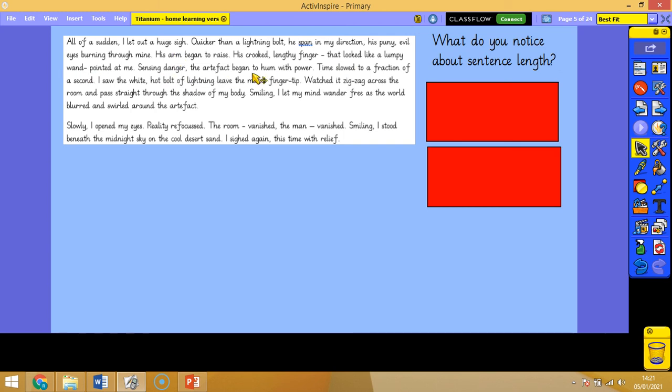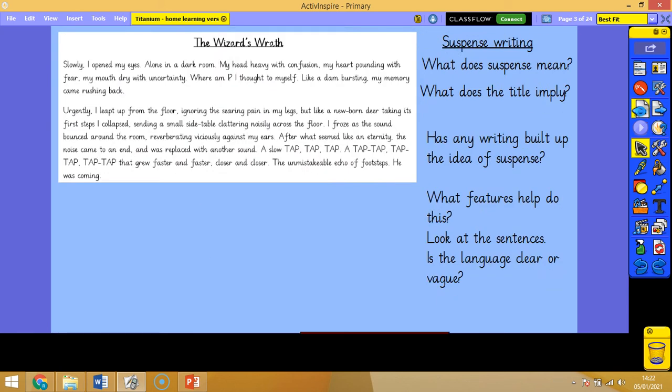And then the artifact has come to life and seems to have slowed down time to a fraction of a second, so much so that the author has watched the white-hot bolt of lightning pass through the shadow of his body, and he lets his mind wander free, and the world blurs and swirls around the artifact. And then we've got this again. Slowly I open my eyes. This is a repeat of the first line.